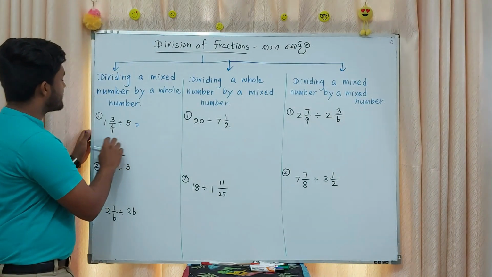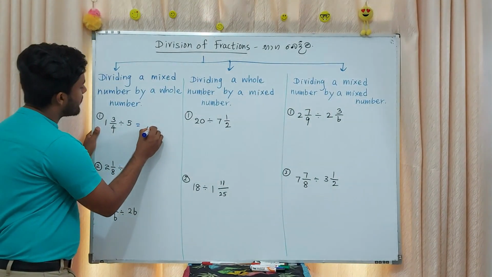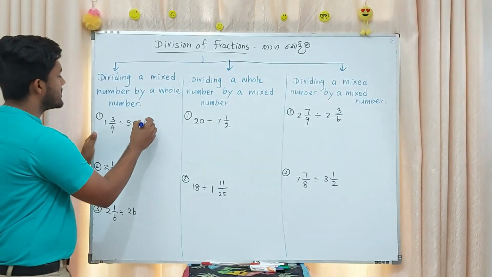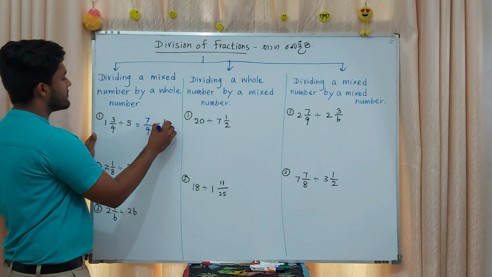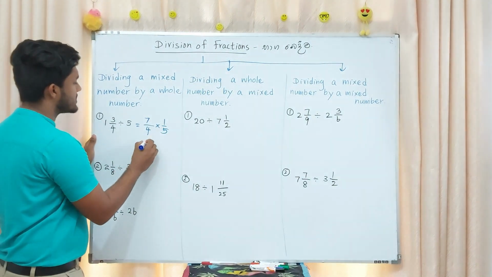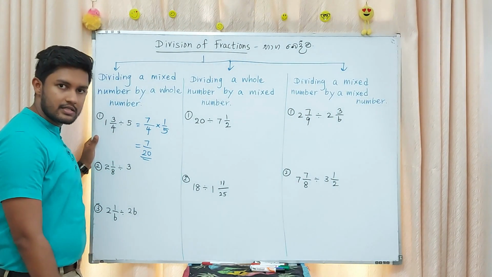Then first step is to convert it into an improper fraction. 4 into 1, 4, 4 plus 3, 7, 7 over 4 multiplied by 1 over 5. The answer is 7 into 1, 7, 4 into 5, 20, 7 over 20 is the answer.